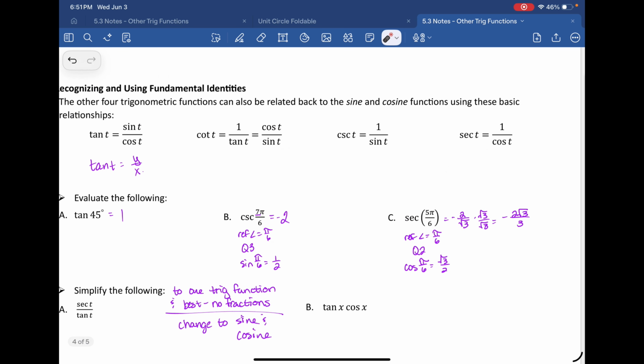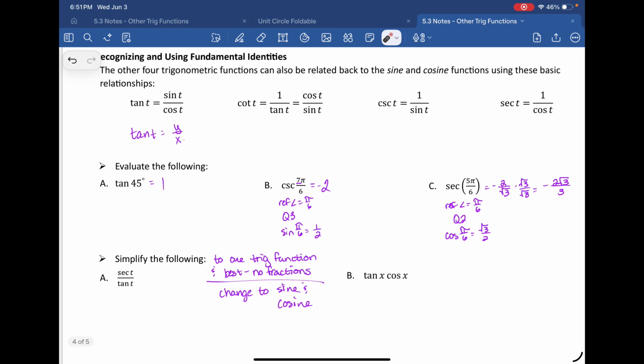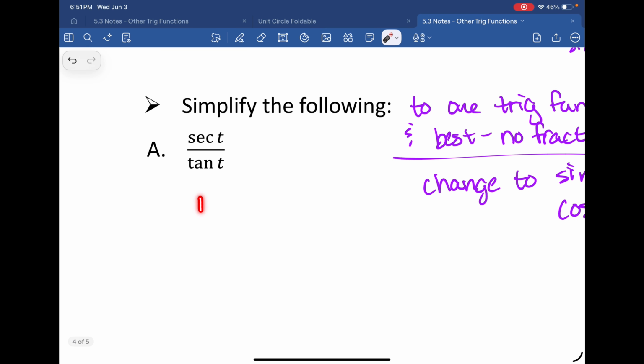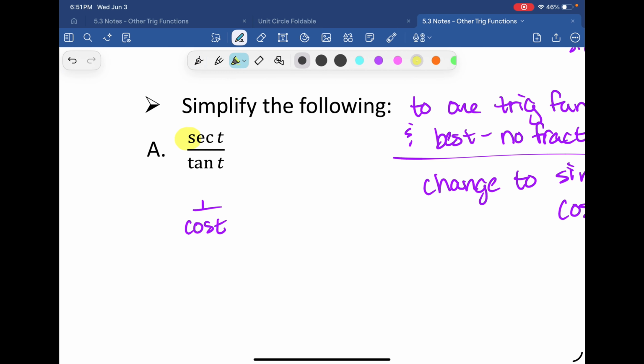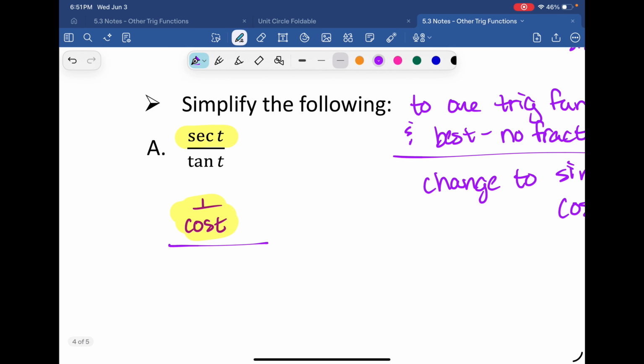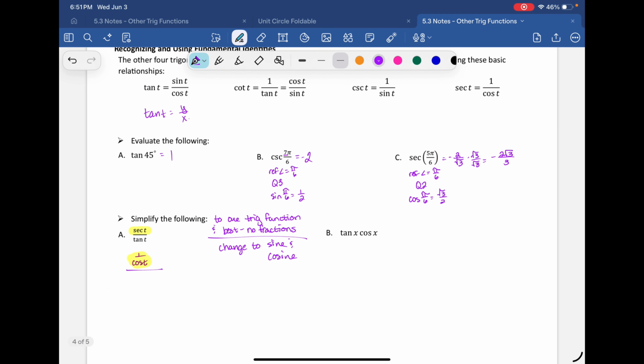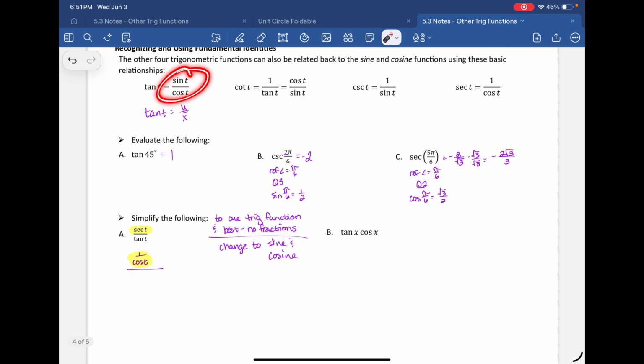All right, secant, 1 over cosine. So I change secant to 1 over cosine. Tangent, sine over cosine.